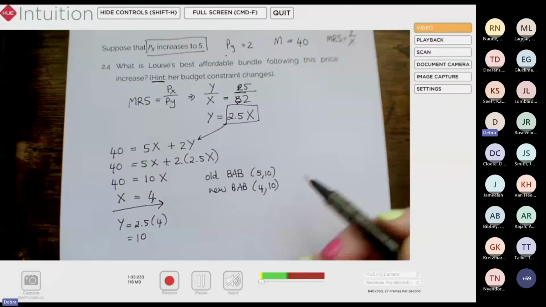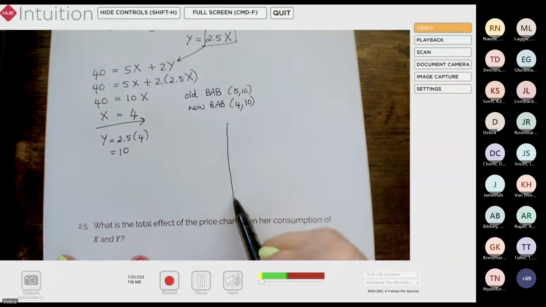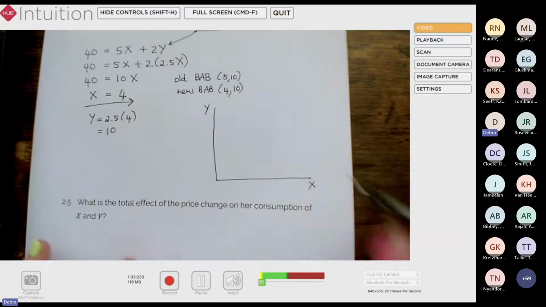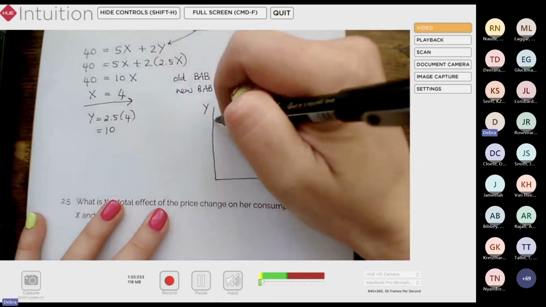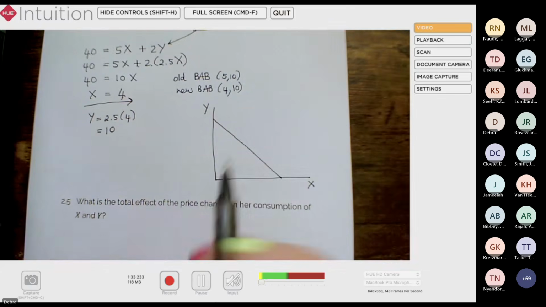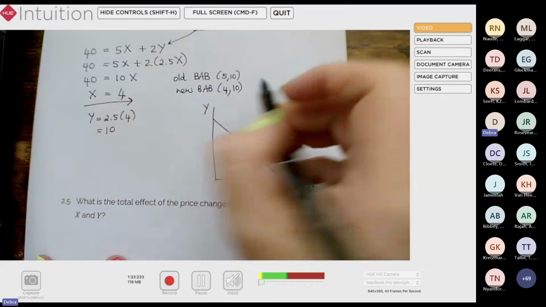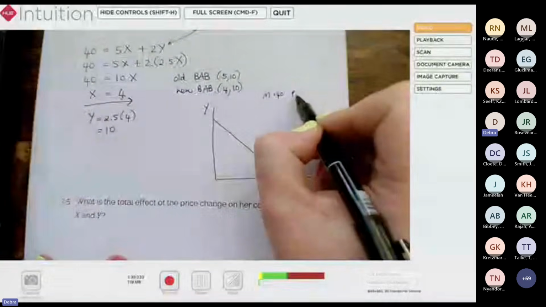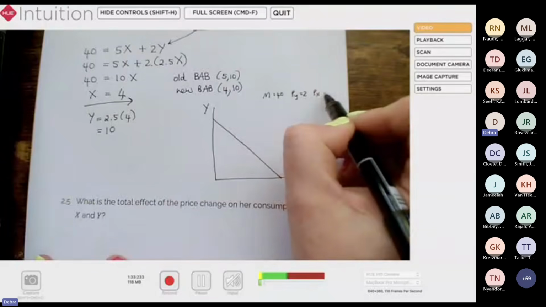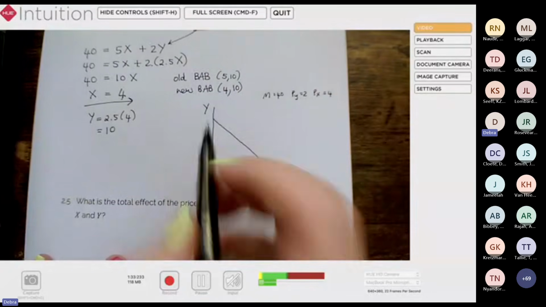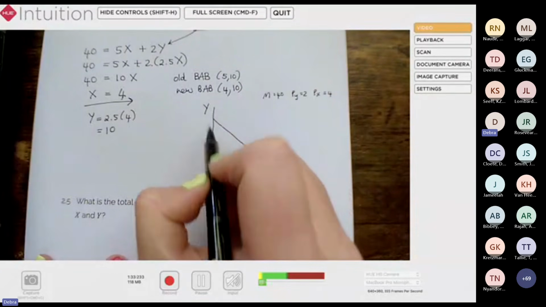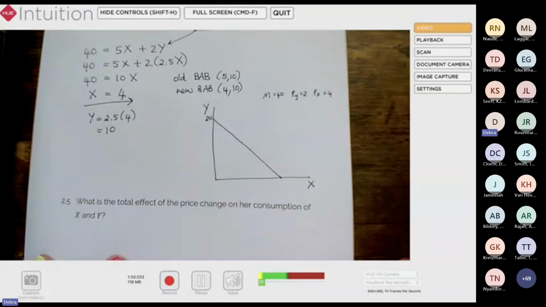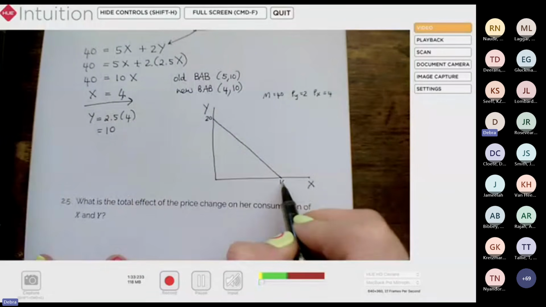So how could I visualize this in a picture? If I have X on the X-axis and Y on the Y-axis, and my original budget constraint was M, so M was 40, price Y was 2, and the price X was 4. So my original budget constraint would have had a Y-intercept of 20, and it would have had an X-intercept of 10.